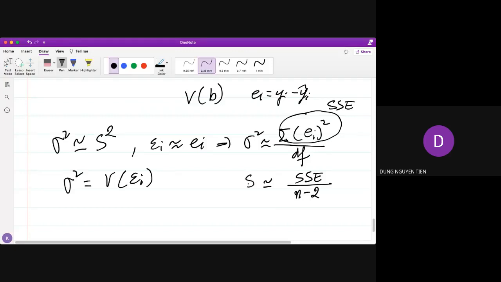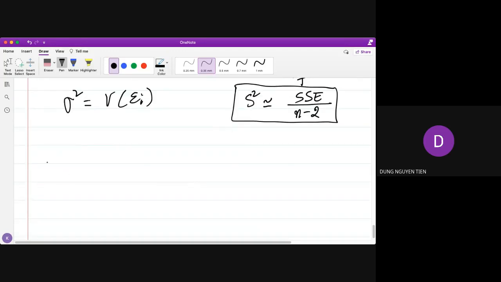So I come up with the S square. And this is an approximation of the sigma square. Do you understand, everybody? Is that clear? That's all right? Okay. So you can find the S square, and you can use this S square to approximate sigma square.